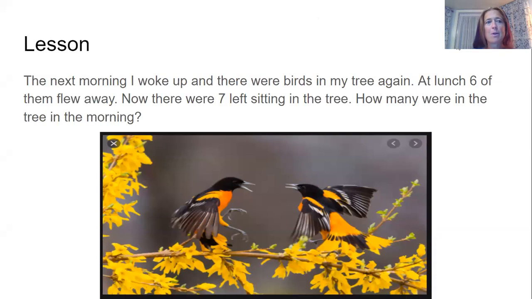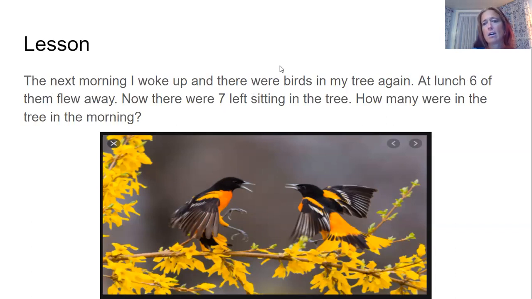And this morning when I woke up, there were, again, birds in my tree. But at lunchtime, 6 of those birds flew away. So now there were only 7 left sitting in my tree. How many were there in the tree in the morning? So as you can see, we know how many flew away and we know how many are left. But our unknown is how many were there to begin with in the morning.